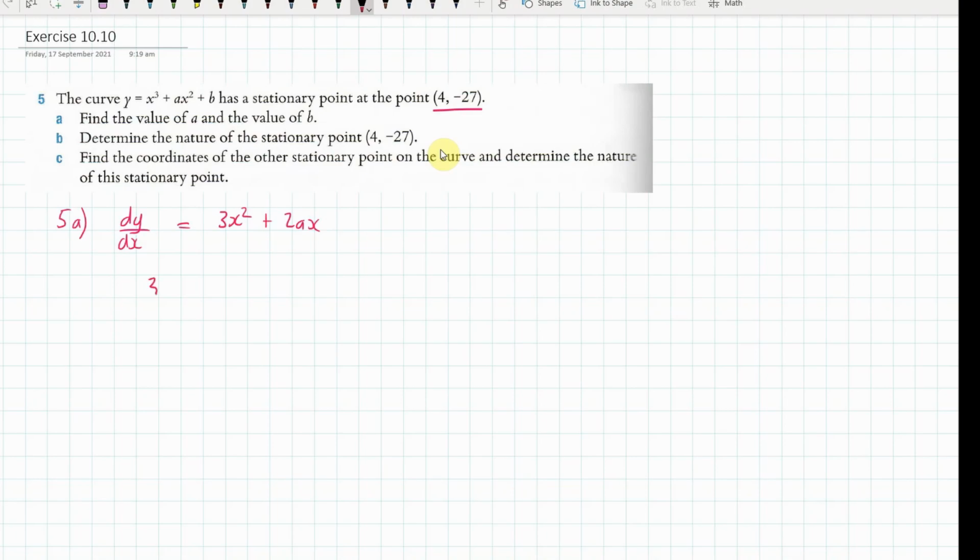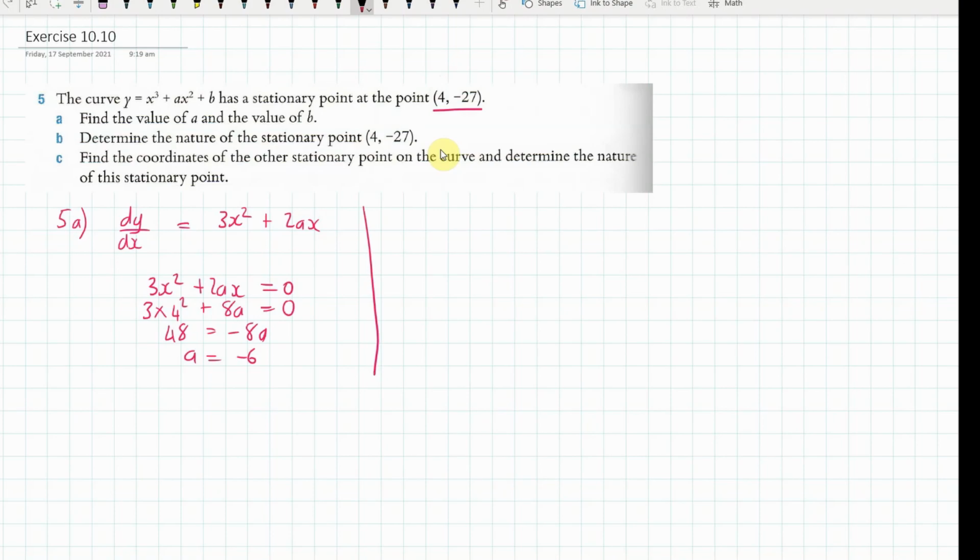Now, since there is a stationary point, and we know where it is, the stationary point has a gradient of 0, and we know that it's at x is equal to 4. So let's chuck in that 4 there. So 3 times 4 squared, plus 2 times 4 is 8, so it's 8a equals 0. So 3 times 16 is 48, is equal to negative 8a, and so a is equal to negative 6.